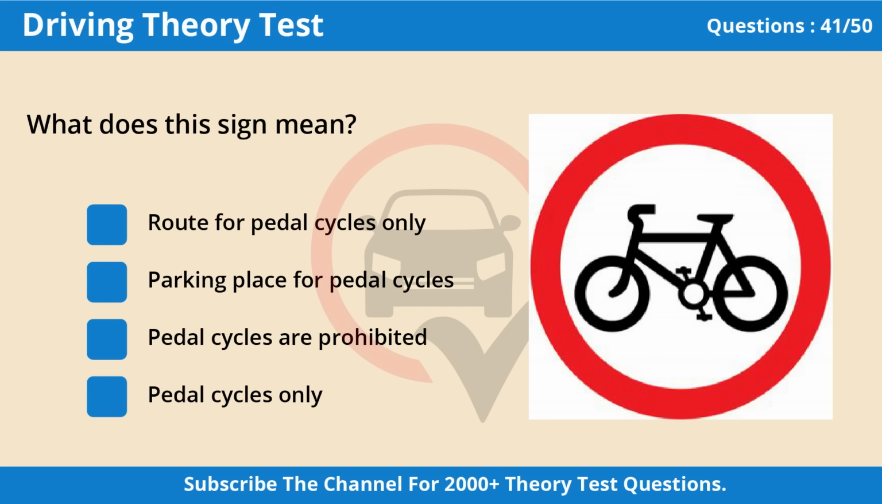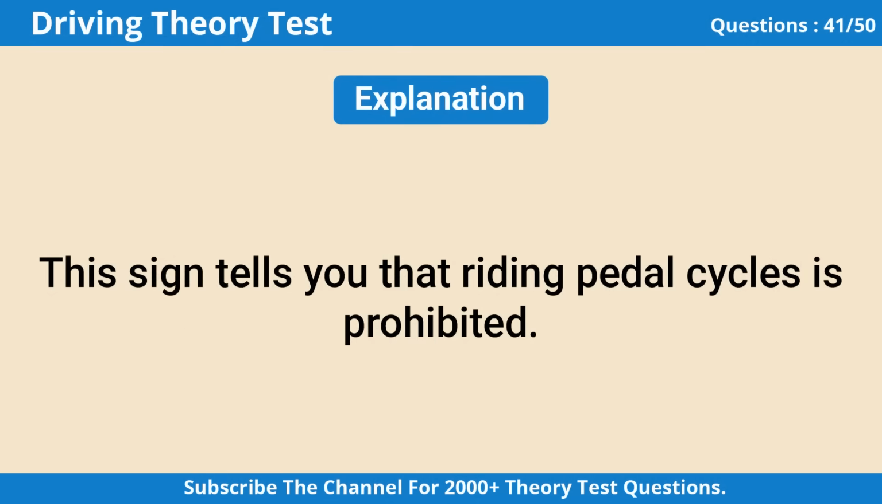Question 41. What does this sign mean? A. Route for pedal cycles only. B. Parking place for pedal cycles. C. Pedal cycles are prohibited. D. Pedal cycles only. C. Pedal cycles are prohibited. This sign tells you that riding pedal cycles is prohibited.